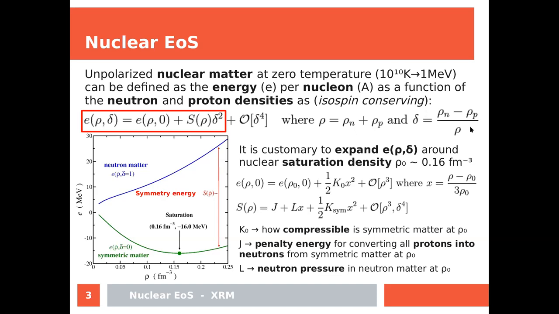We can also call it the asymmetry term, because it gives you a penalty energy to the total energy for converting, if you want, all neutrons into protons in your system of infinite number of neutrons and protons. This expression here assumes isospin conservation. As you can see, this delta appears only squared, so there is no difference if you have more neutrons or more protons. The energy penalty will be the same.